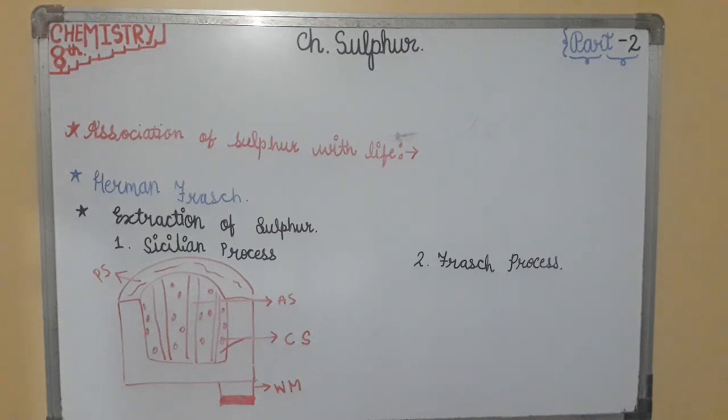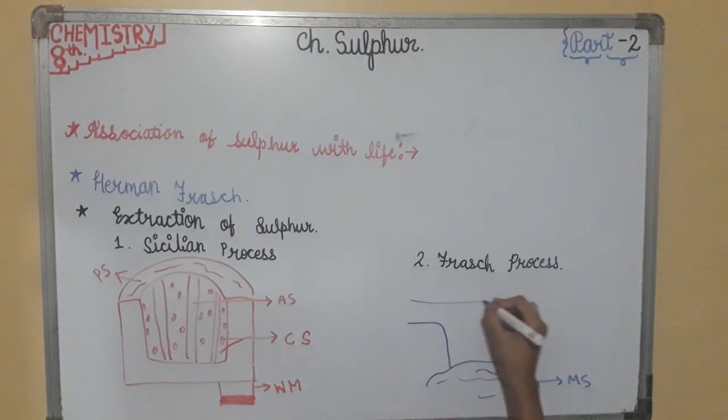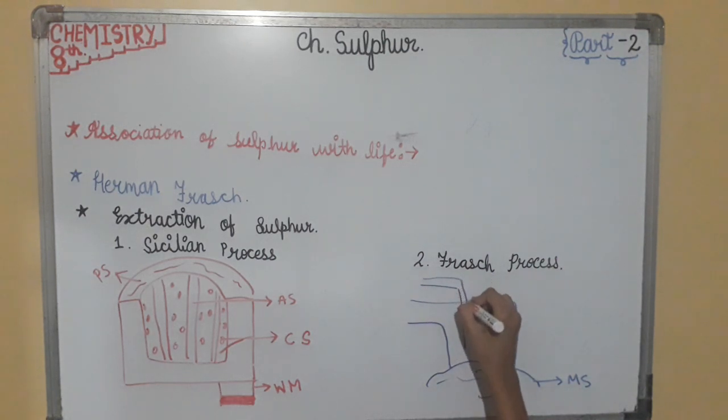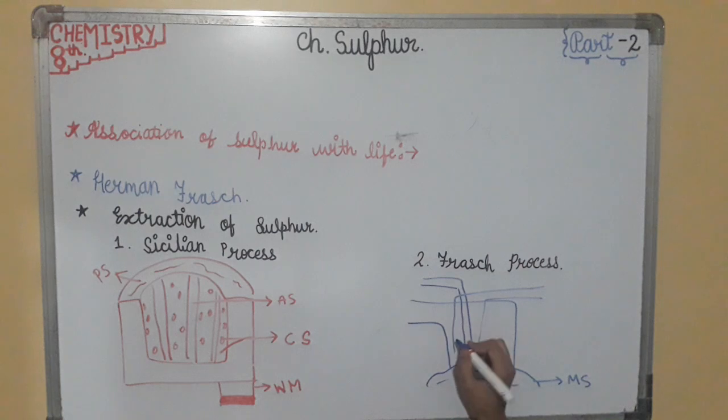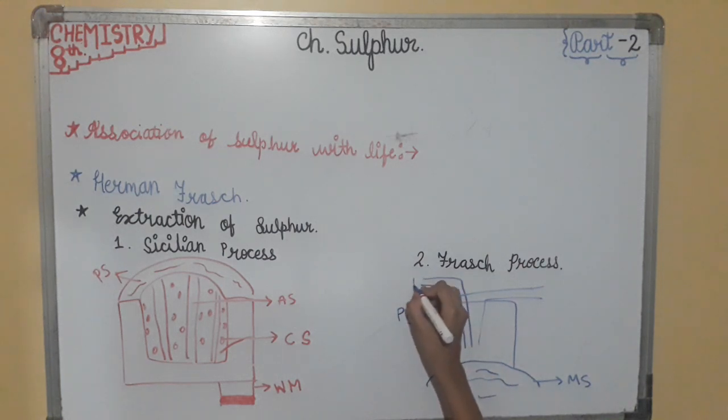The three concentric pipes P1, P2 and P3 are arranged like this. First of all, this is molten sulfur, MS. Then the widest pipe is arranged, then the smallest, and then the middle one like this. The widest is the P1 pipe, the smallest is the P2 pipe, and the middle one is the P3 pipe.